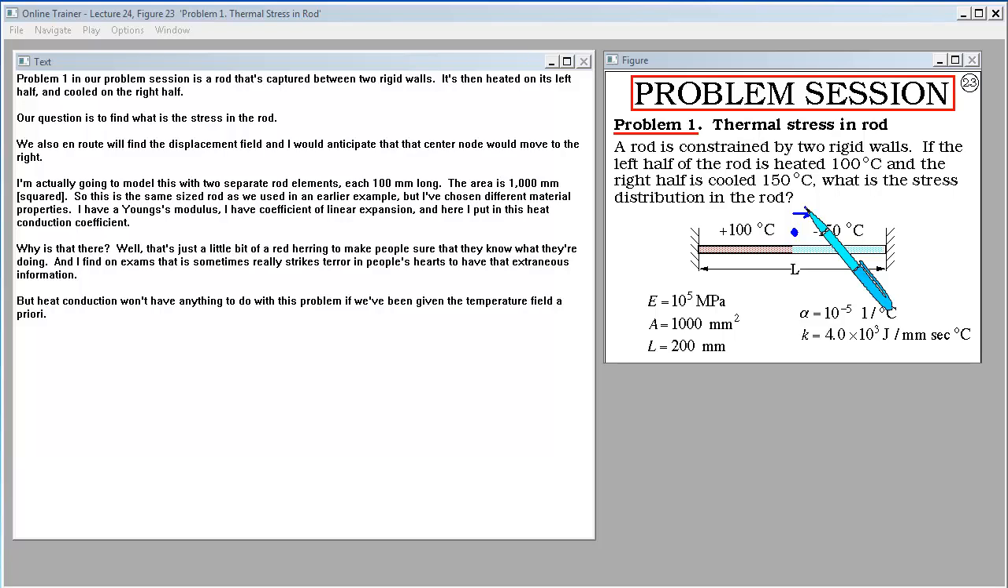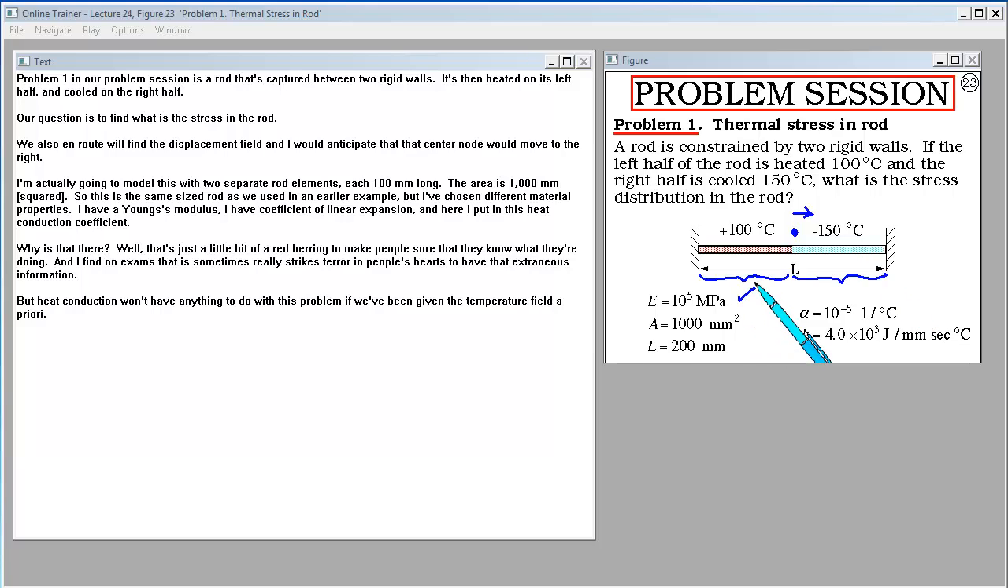I'm actually going to model this with 2 separate rod elements, each 100 millimeters long. The area is 1,000 millimeters squared, so this is the same sized rod as we used in an earlier example. But I've chosen different material properties.